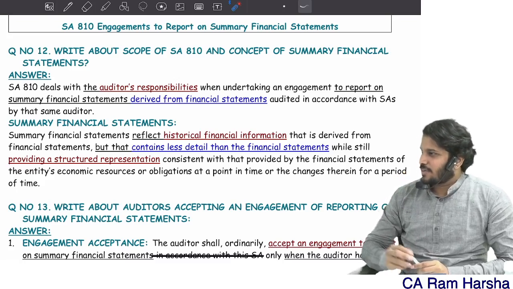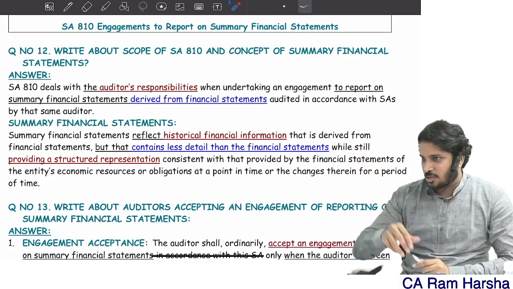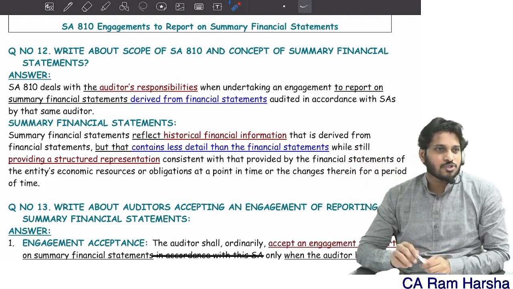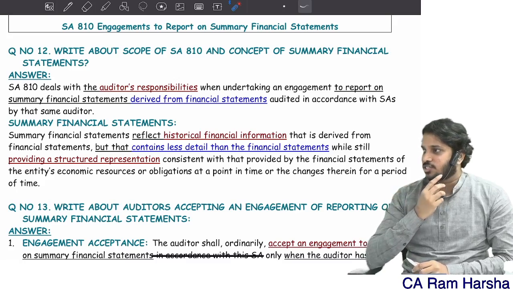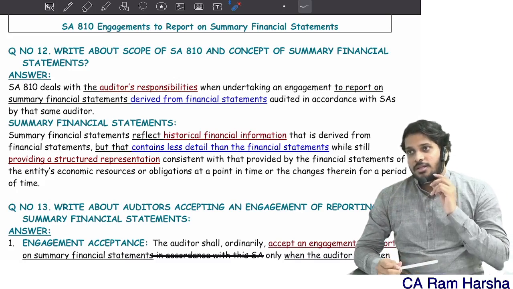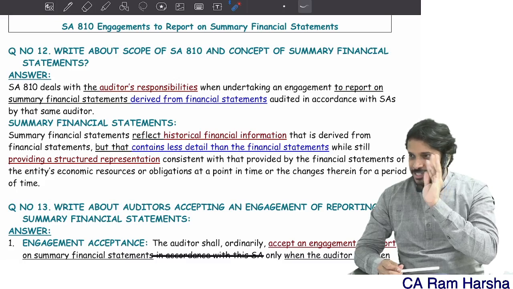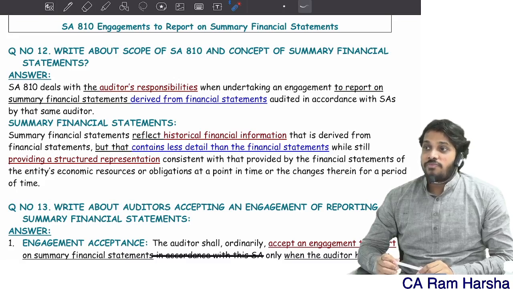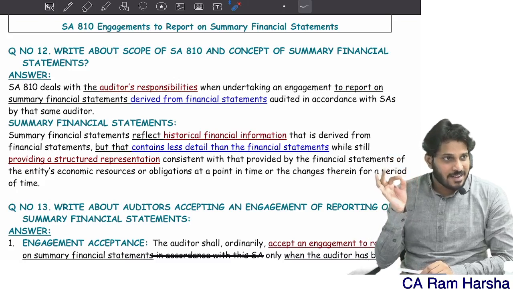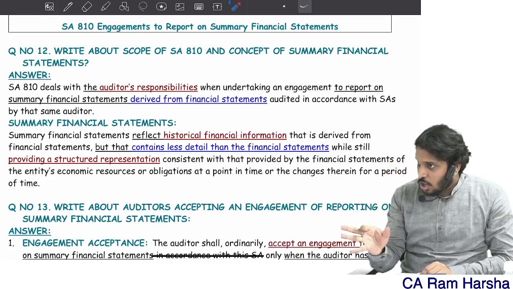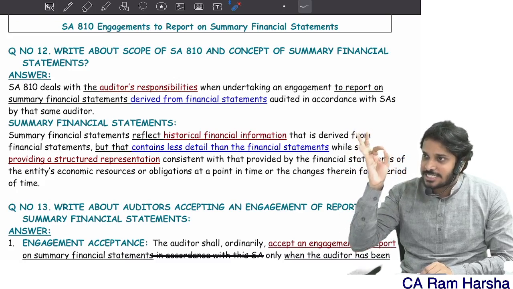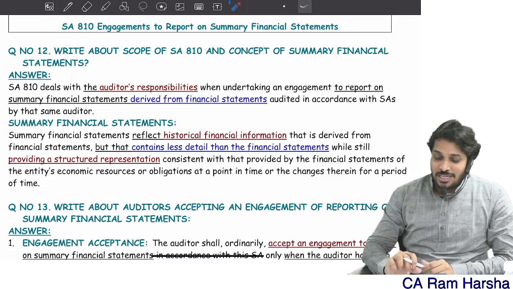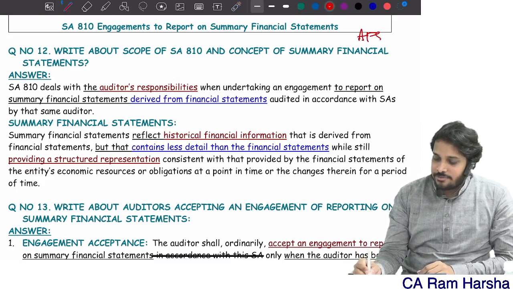Actually, in 805 also we can discuss reports, actual practical reports, all that, but that time is not possible. So let's discuss this. The standard's introduction itself says that a report on summary financial statements can be given only by the auditor who audited the financial statements.